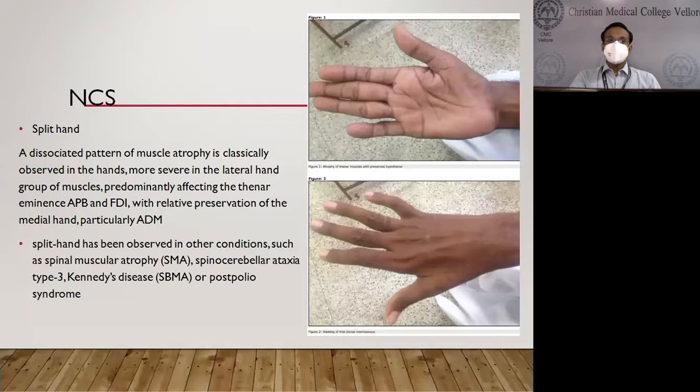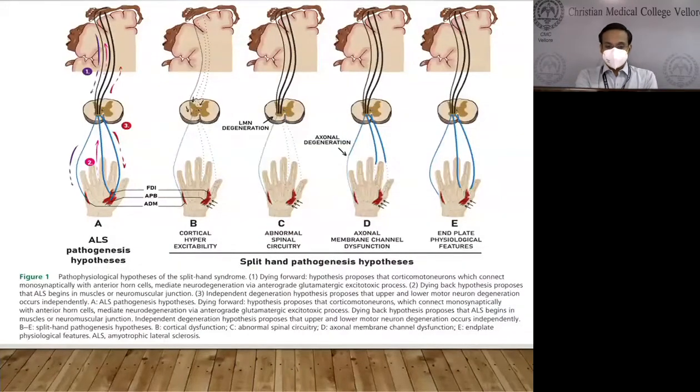Though this is not unique, and we can see these similar kinds of things in SMAs, in Kennedy's disease, and in post-polio syndromes also, it is something that is important to look for. This is from a recent JNNP article on the various possible hypotheses for this presentation of split hand, where they say that it is the exaggerated cortical representation of the thenar muscles in the cortex and subsequent feed-forward glutamate mediated excitotoxicity to the anterior horn cell, which causes that selective involvement of the lateral aspect of the hand.